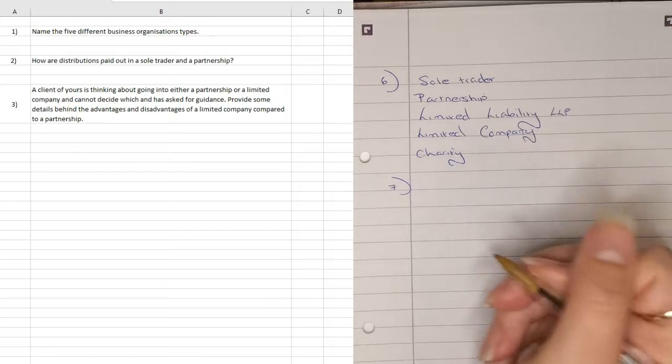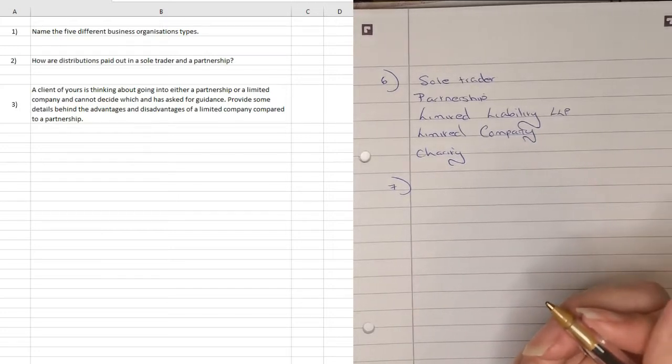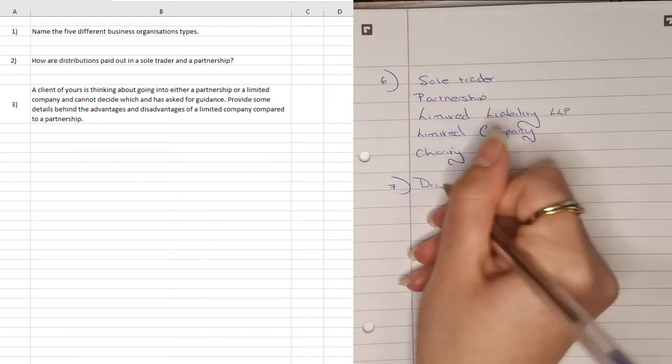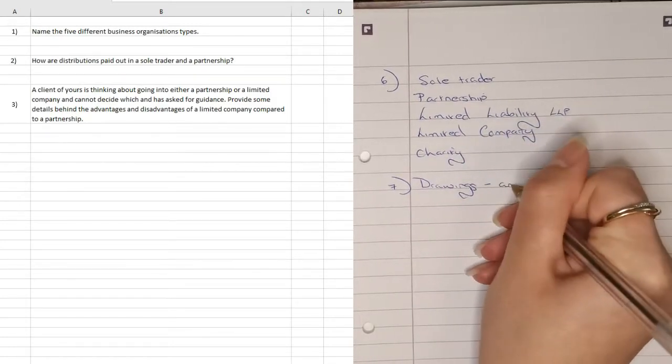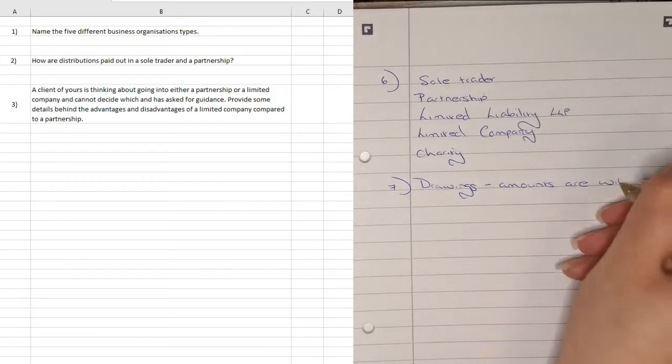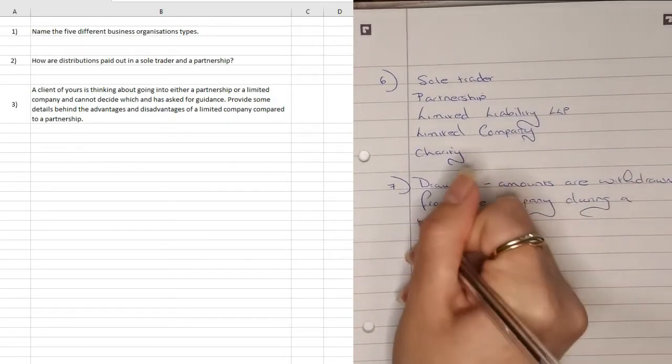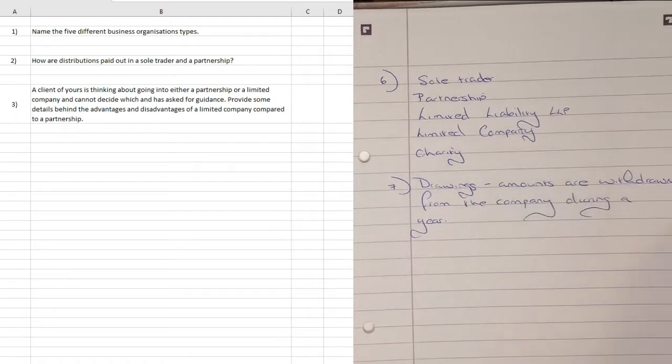Next question. How are distributions paid out in a sole trader and a partnership? So they are paid out via drawings, and amounts are withdrawn from the company during a year.